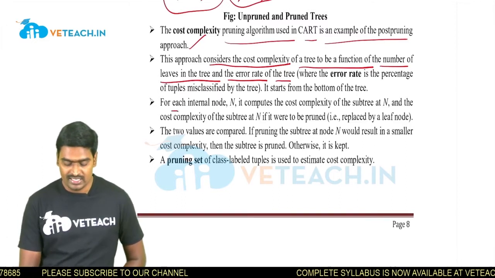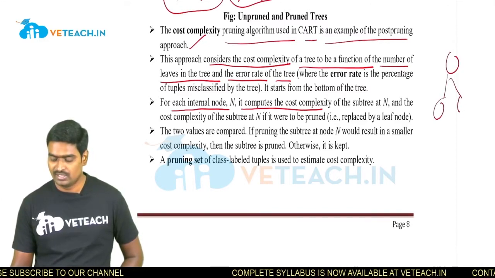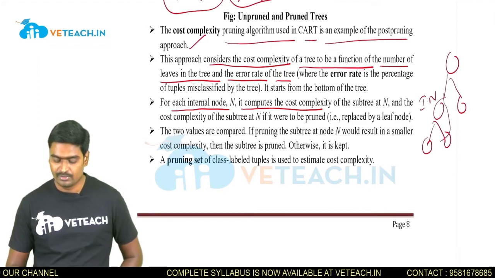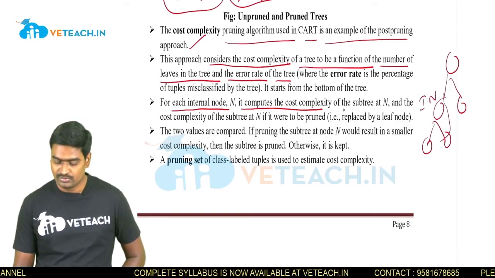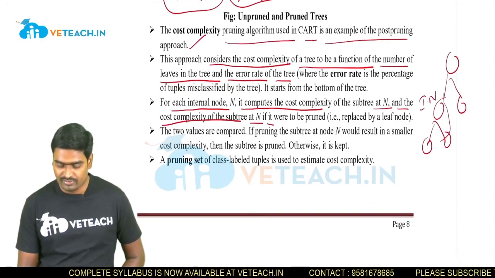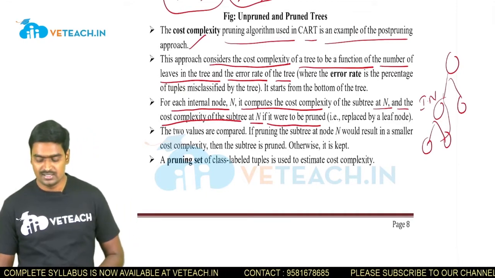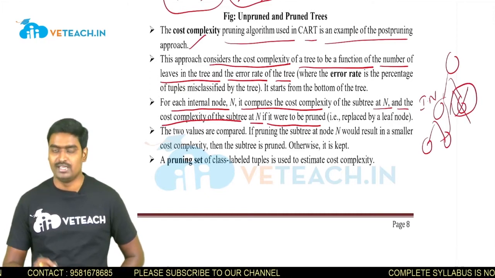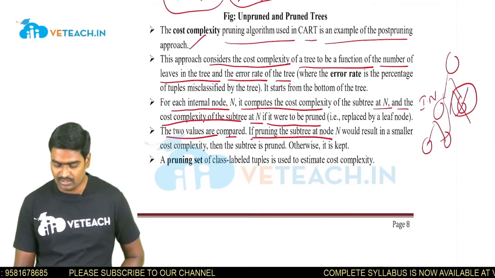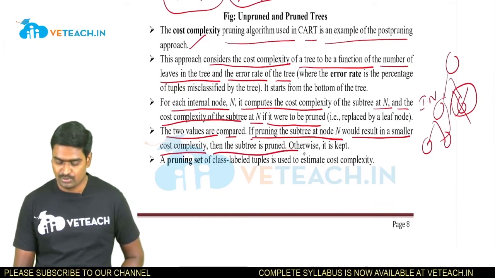And now for each internal node n, it computes the cost complexity. So what is the internal node here? So this is the internal node. It computes the cost complexity at n, and the cost complexity of the subtree at n if it were to be pruned. So where we can apply the pruning technique, that is the exact position we have to find out. And now the two values are compared. If pruning the subtree at node n would result in a smaller cost complexity, then the subtree is pruned, otherwise it is kept.